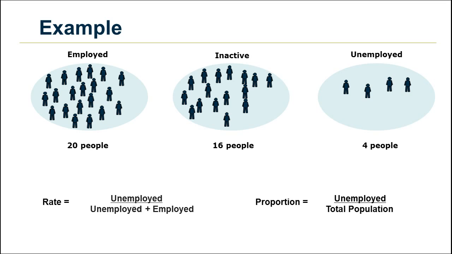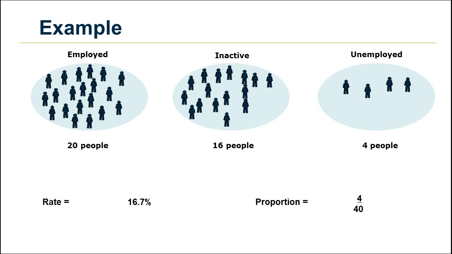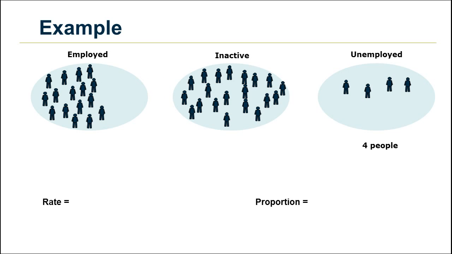So in this example, the rate is 4 divided by 24, which gives a rate of 16.7%, and the proportion is 4 divided by 40, which is 10%. Now consider the scenario where we keep the number of people who are unemployed the same, and also the population, which here is 40 people, but we see a fall in employment and an increase in inactivity, illustrated by 4 people moving groups here. So we now have 16 people employed, 20 inactive, and still 4 who are unemployed.